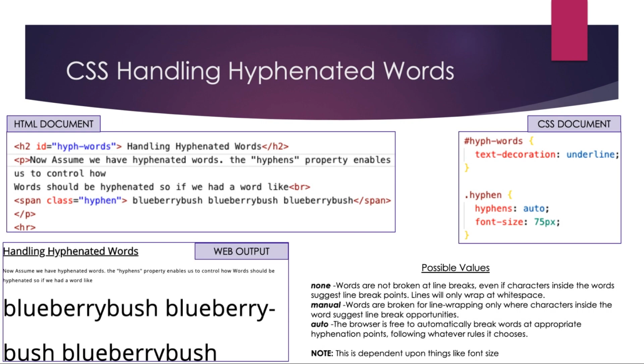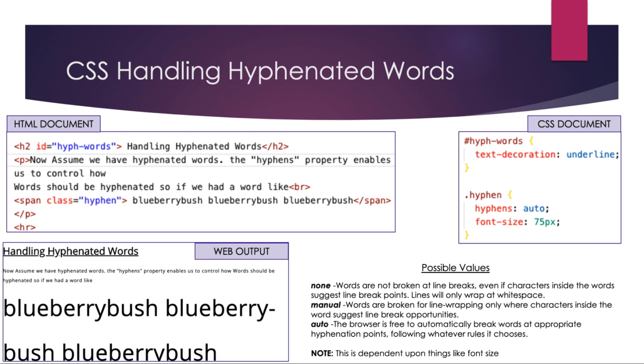I'll expose you to how you can handle hyphenated words through CSS. So assume we have a hyphenated word. The hyphens property enables us to control how words should be hyphenated. So if we had a word like blueberry bush, a very long made-up word, we could control how that's seen. On the top left, I have my HTML document. On the right, I have the CSS document. And the second rule, .hyphen, is the class that I'm using. I use the hyphens property set to auto with a font size of 75 pixels.